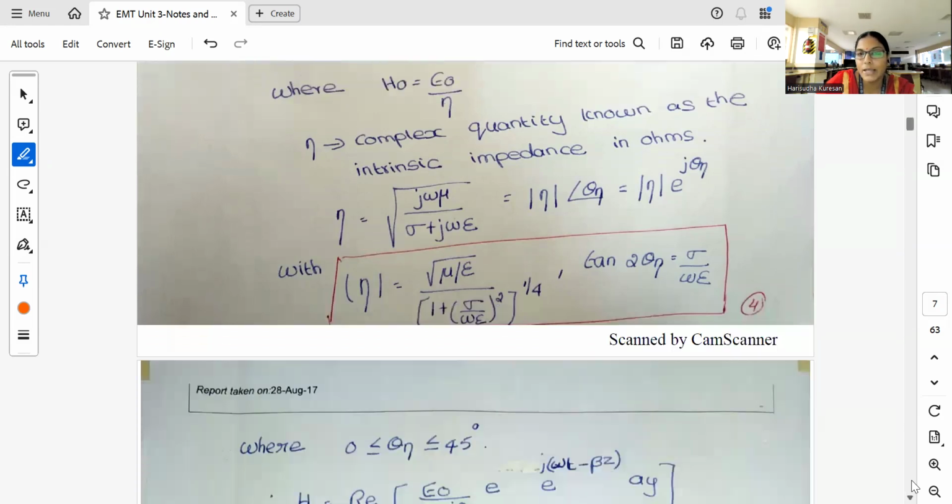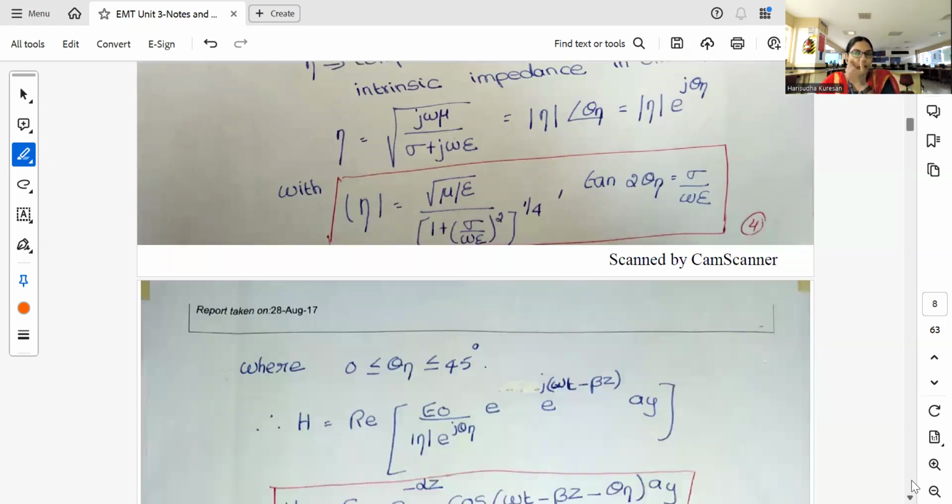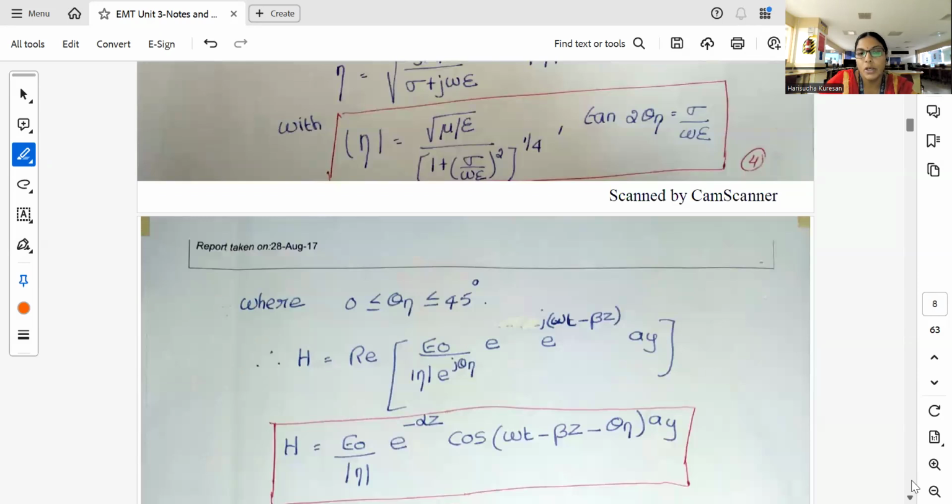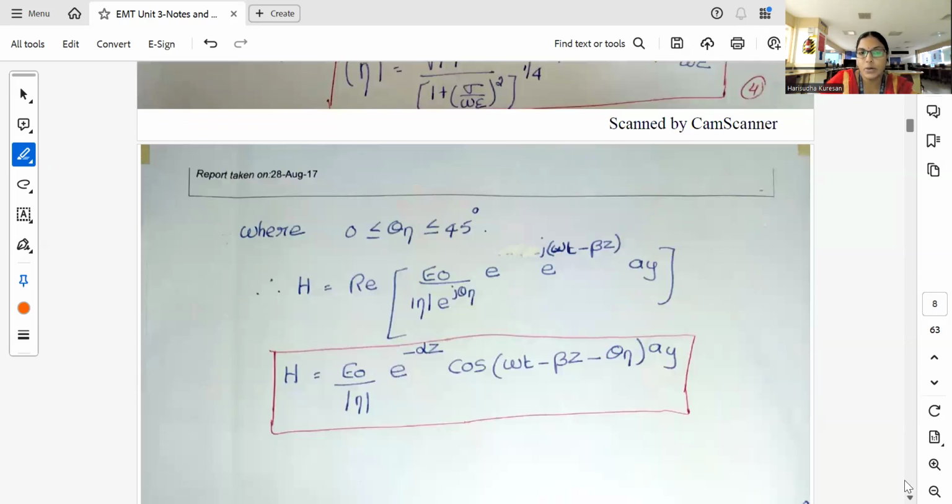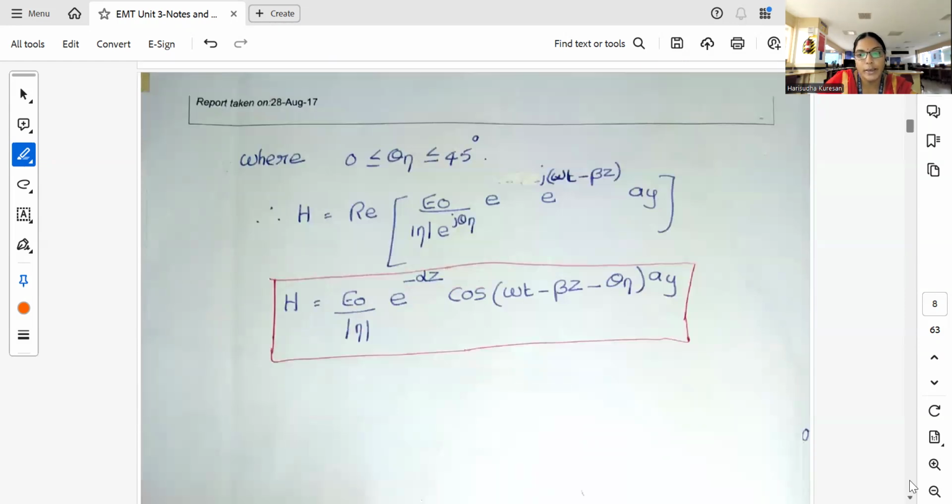So your tan 2θn will be equal to σ divided by ωε. Your θn lies between 0 and 45 degrees, and therefore your H will be real part of E0 divided by magnitude of η e^(jθn) into e^(j(ωt − βz)) ay. This term we can rewrite in terms of cos. Therefore, you get E0 divided by |η| e^(−αz) cos(ωt − βz − θn) ay.